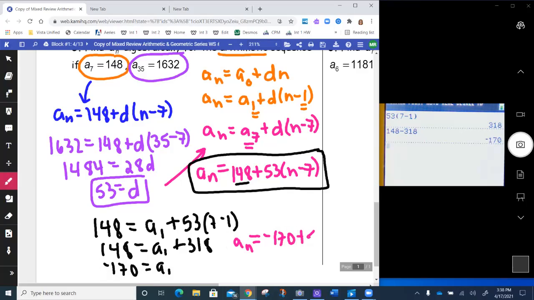We're adding 53, because that's our D, and then n minus 1. If I was to clean either one of these up, the one here in pink that I circled and the one that I circled in black, both of them are the same equation. Okay, one starting with your seventh term, one starting with your first term. Okay, last problem.